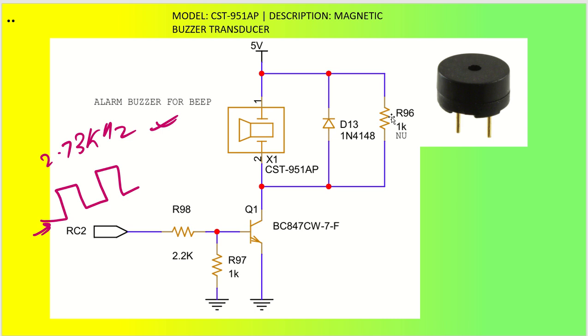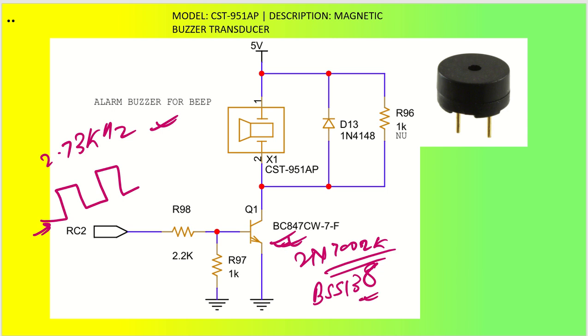So designing the board becomes very easy, having all the options. This BC847 transistor will make sure to switch on and switch off and keep a beep sound for this. If you want, you can utilize a MOSFET as well at this place. You can utilize, let's say, the 2N7002K, or the BSS138 can also be utilized for this particular switching purpose.